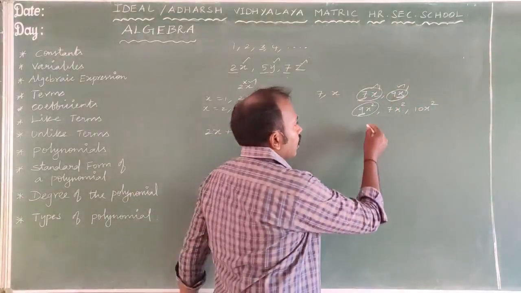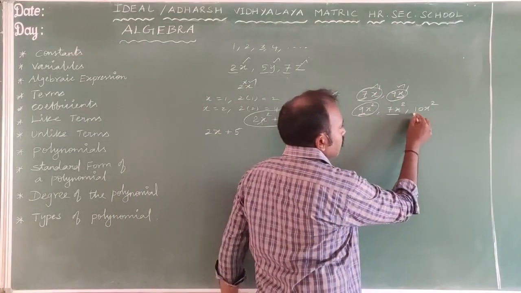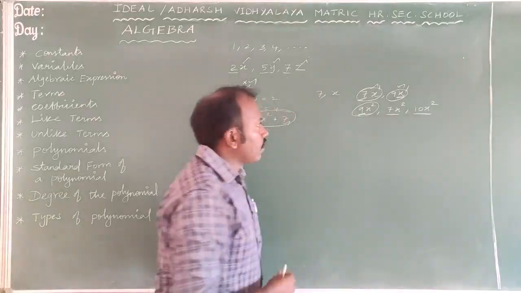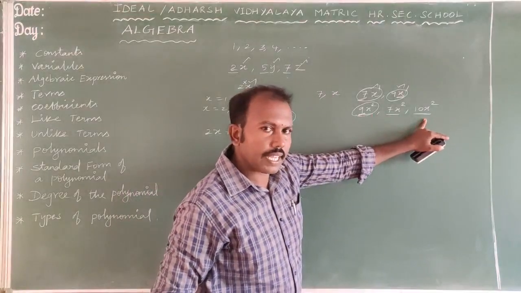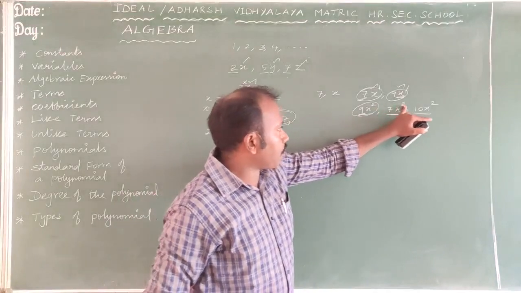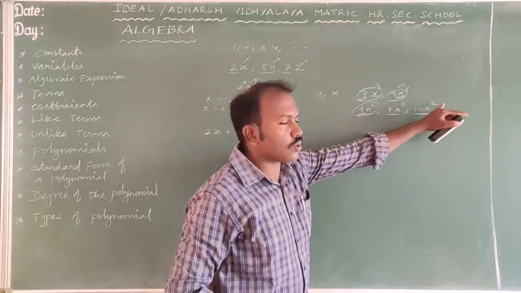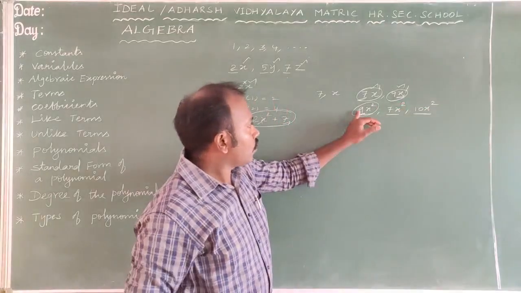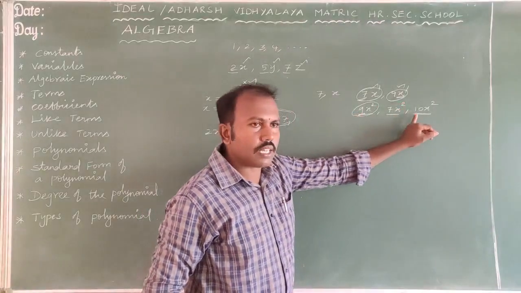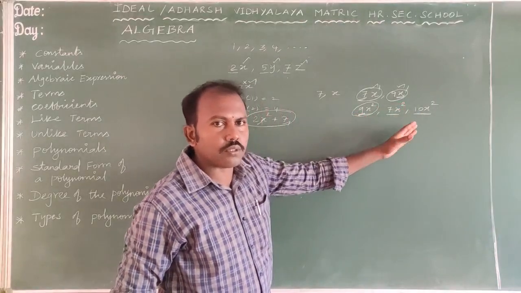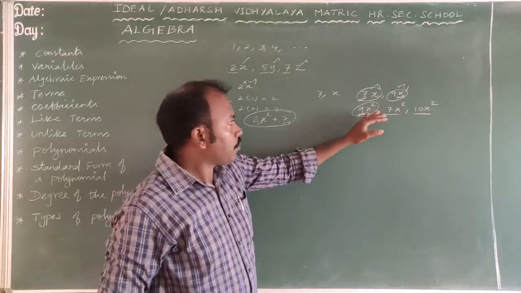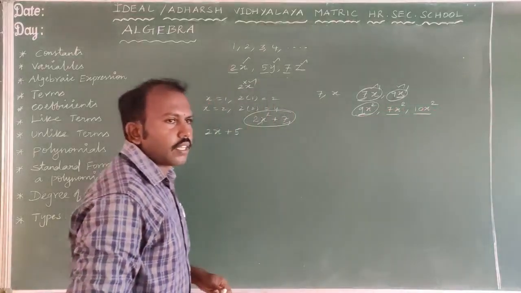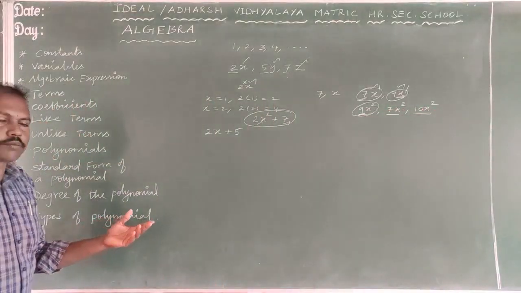Here also 9x squared, 7x squared, 10x squared, all are like terms. Here the same power, that is 2. Here 9, 7, 10 are all numerical values, no problem. But same power is needed. So like terms, unlike terms, over.